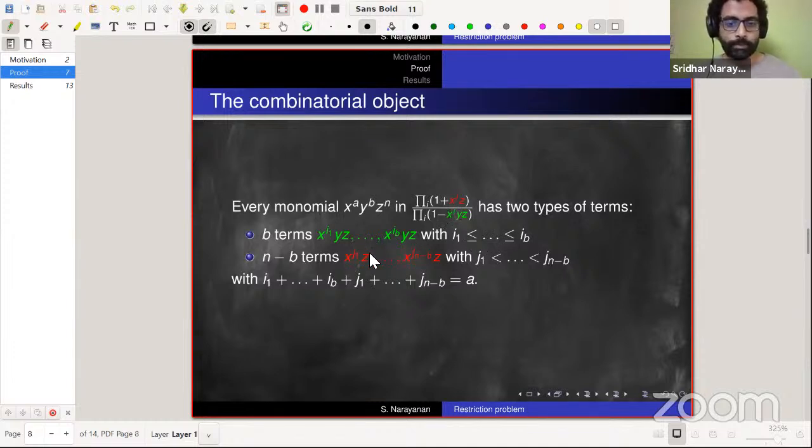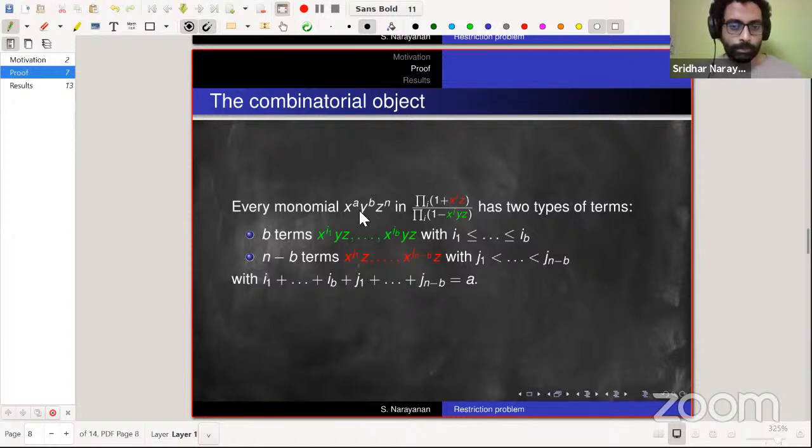And the second type of term is terms that come from the numerator. Terms that come from the numerator have a single power of z, so z raised to 1, and they have some exponent or some power of x. And all of the terms that come from the numerator are distinct, which is why you don't have a less than or equal to here, because the exponents that you get from the numerator are all distinct. And you also have the condition that the total power of x that you have should be a. So what you have is sum all of the i1 to ib and sum all of the j's, and your total should be a.